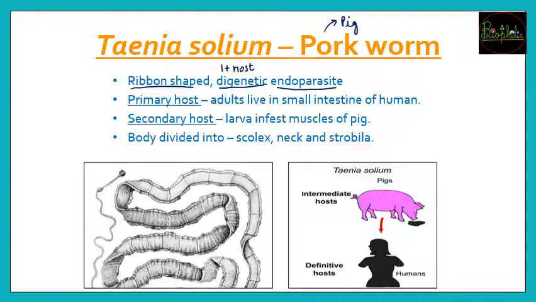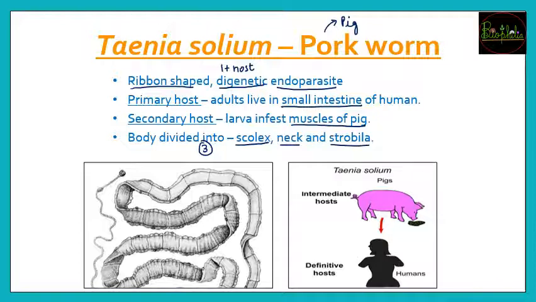So primary host जो होगा जहाँ पे majority of the life is going to complete, that is going to be the small intestine of adults, that is humans, or secondary host होगा wherein the larva is going to develop. So larval development होगा in the muscles of the pig, but the adults wherein the sexual reproduction will occur, that will be in the primary host, that is small intestine of humans. Now टीनिया सोलियम की जो बॉडी होती है वो बॉडी को मेजरली 3 पोर्शंस में डिवाइड करते हैं. First that is going to be scolex, second that is neck, and third that is strobila.